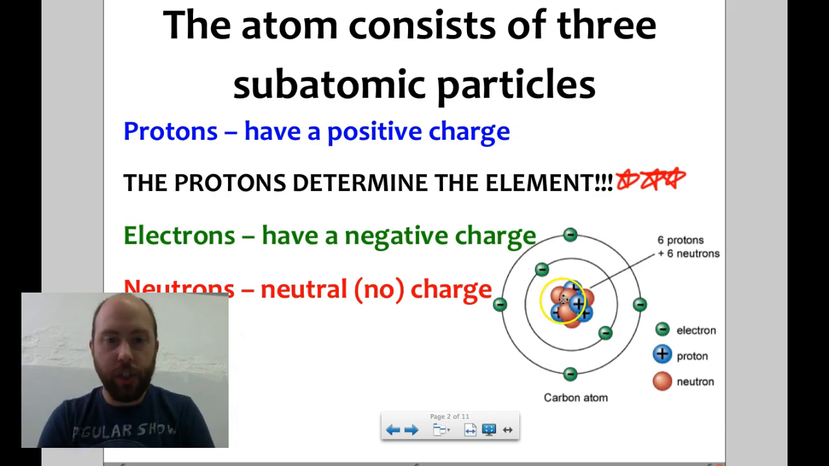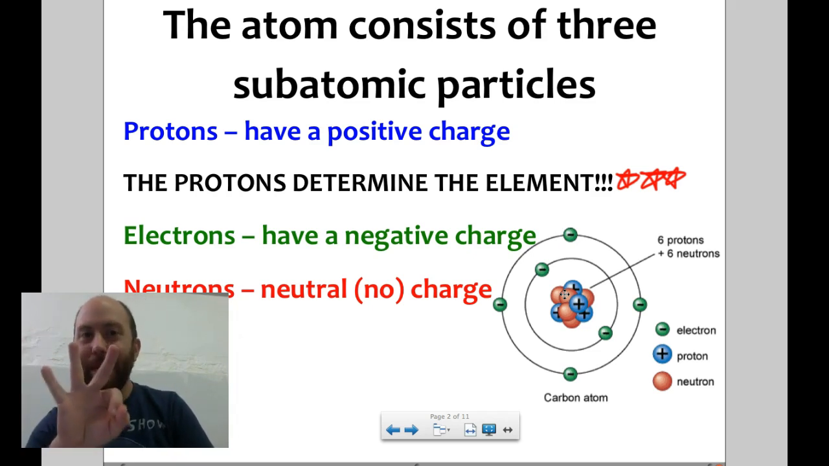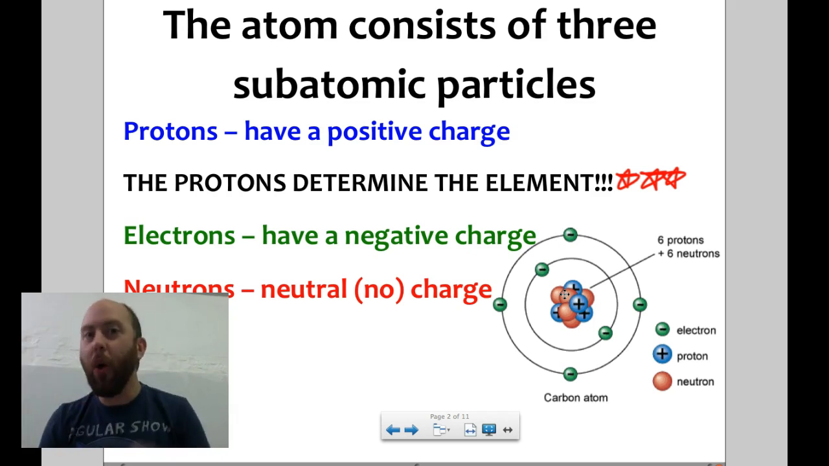The red spheres, which you notice have no charge, are called neutrons. And an easy way to remember, neutrons are neutral. Easy to remember. There's no charge. Now, besides knowing the 3 main types, which, come on, you better know: protons, electrons, and neutrons. It's vital you know where they are located. So, let's talk about that.